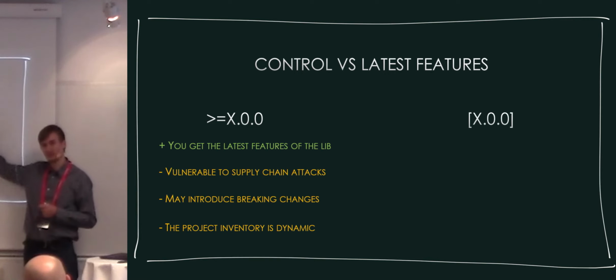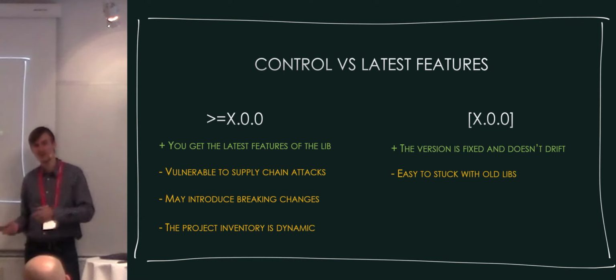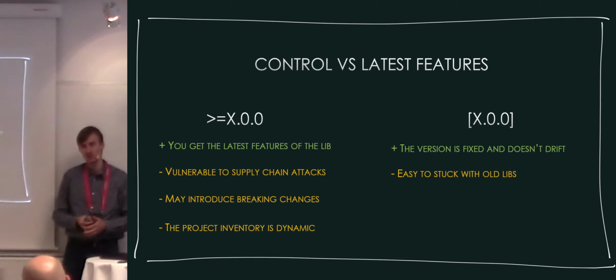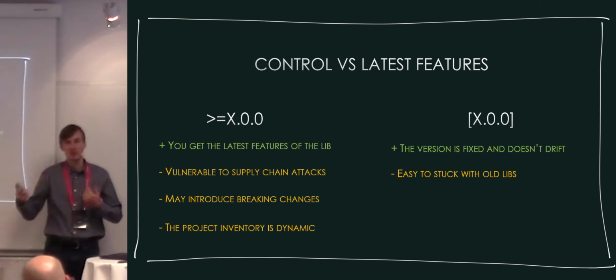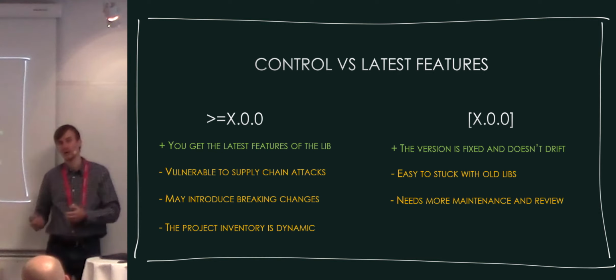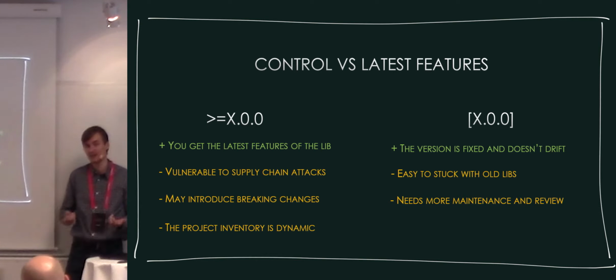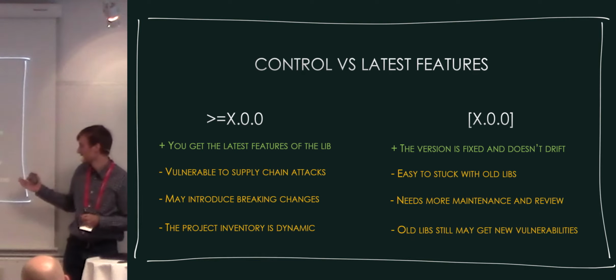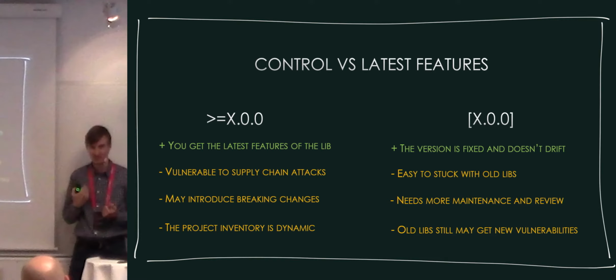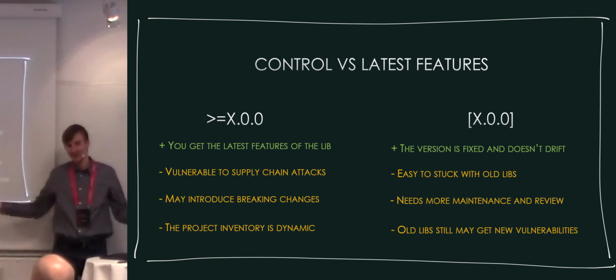So let's look at what if you fix the version correctly, with the brackets. Of course you get the version you wanted, but the problem is, let's say 2 years from now, it's the same version, right? So you may be stuck with older libraries, because it requires more maintenance and review. You need to review, okay, do we want to switch to the newer version of the library? And it's manual effort, and it's easy to forget something in the configuration. And finally, very importantly, old libraries also get new vulnerabilities. Something new is discovered in the old library and the entire project becomes vulnerable.